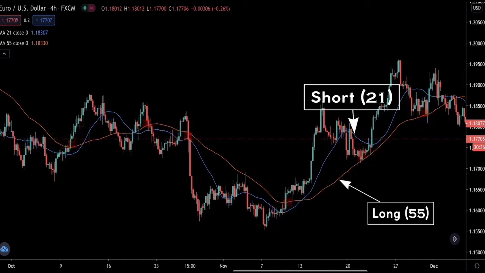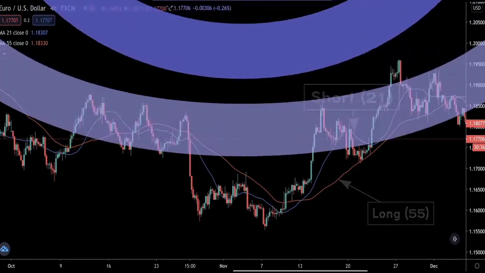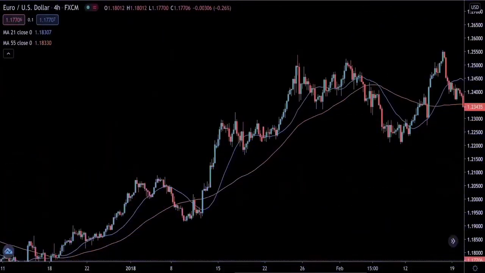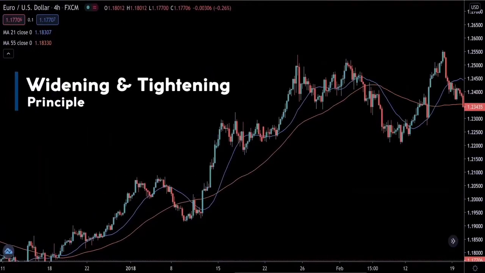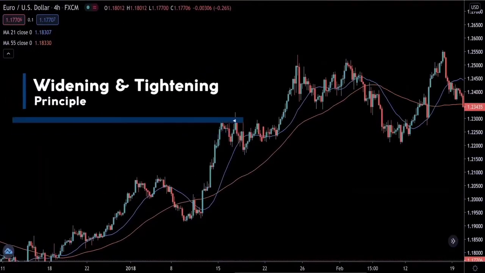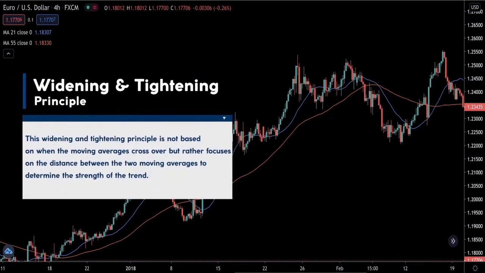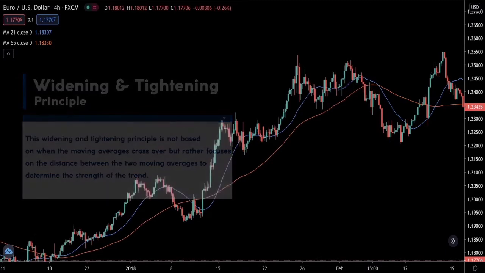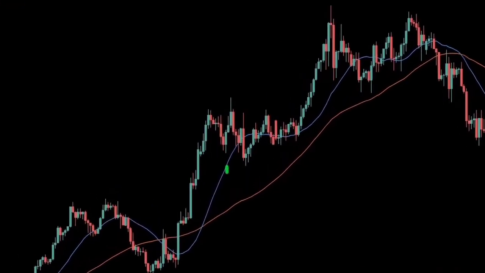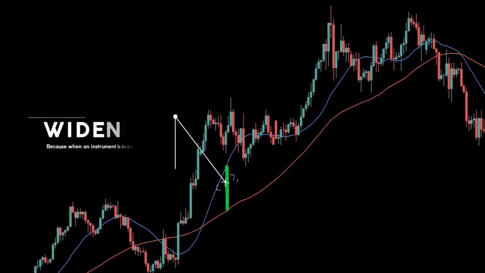There is however a different way to use the patterns of the slow and fast moving averages. And because it is somewhat similar to the Bollinger Band indicator, I call it the widening and tightening principle. This widening and tightening principle is not based on when the moving averages cross over but rather focuses on the distance between the two moving averages to determine the strength of the trend. The wider the distance between the 21-period moving average and the 55-period moving average, the stronger the trend.